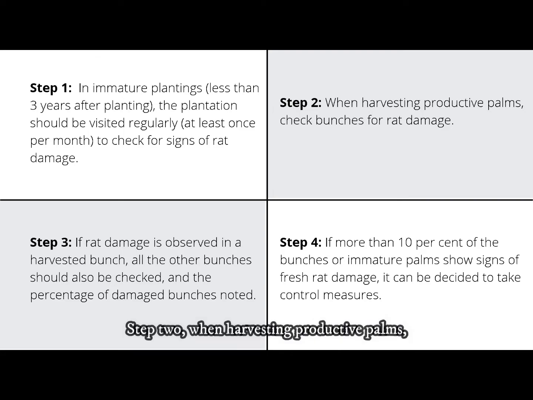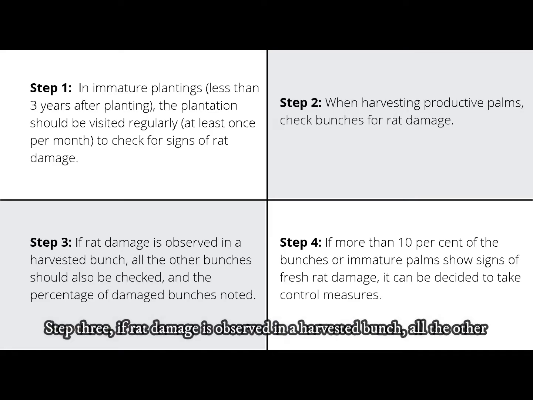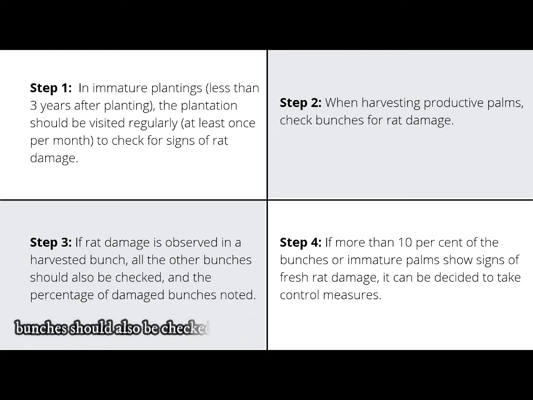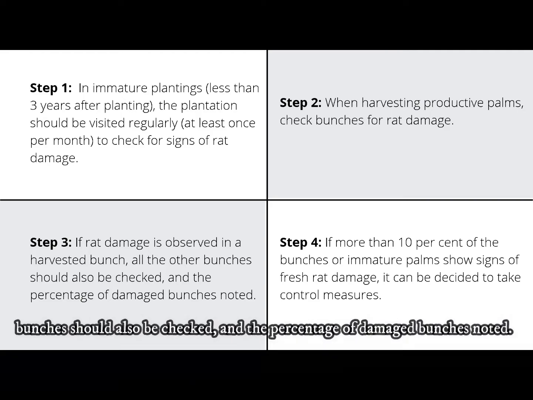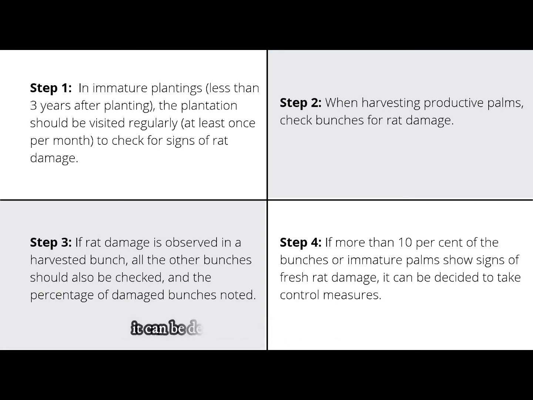Step 2, when harvesting productive palms, check bunches for rat damage. For step 3, if rat damage is observed in a harvested bunch, all the other bunches should also be checked and the percentage of damaged bunches noted. For the final step, if more than 10% of the bunches or immature palms show signs of fresh rat damage, it can be decided to take control measures.